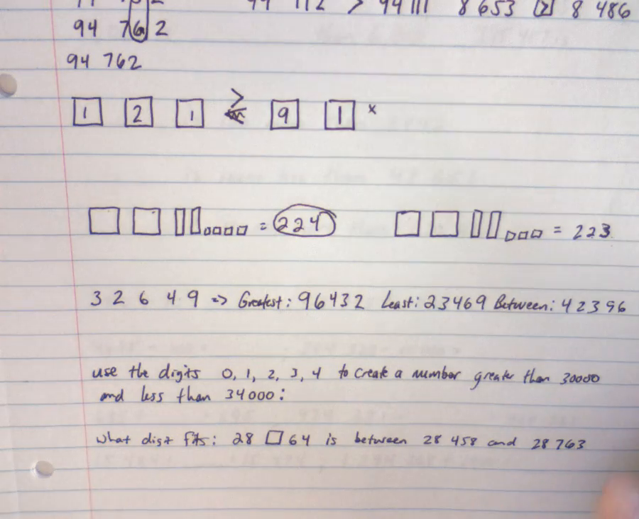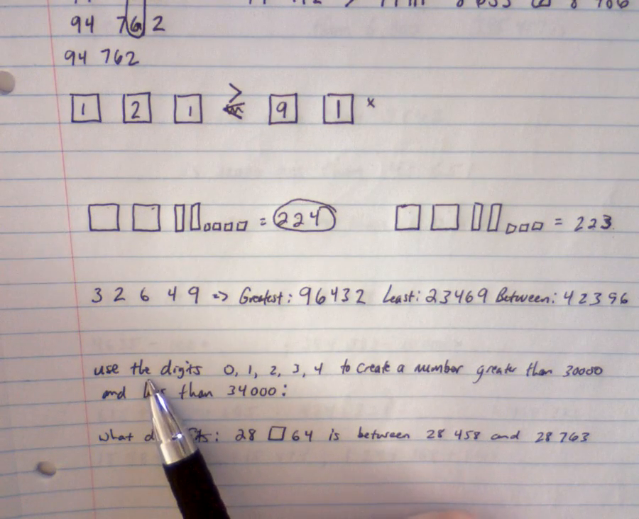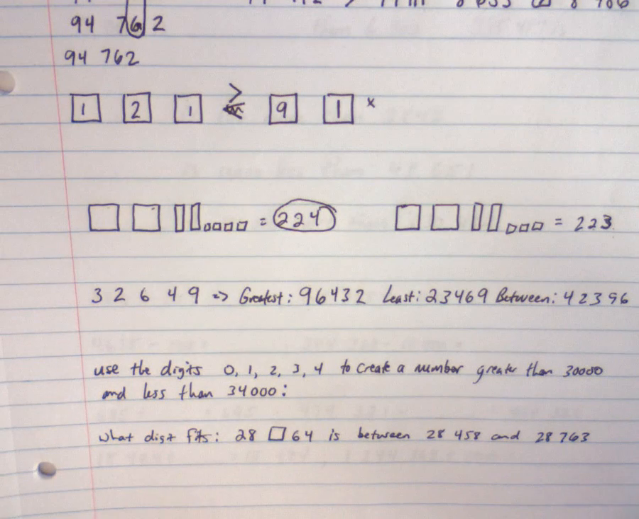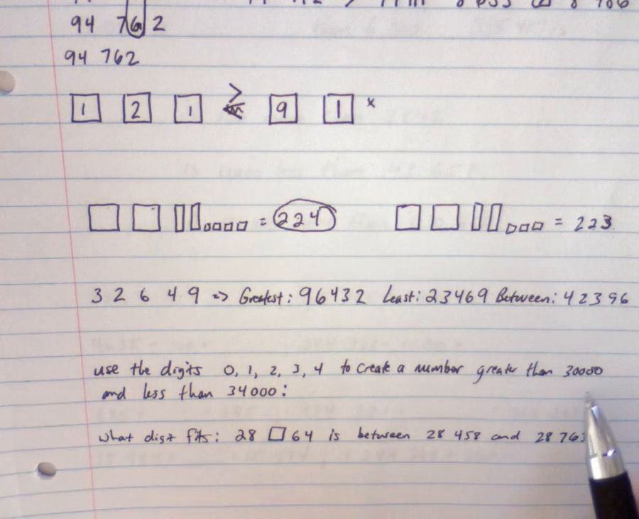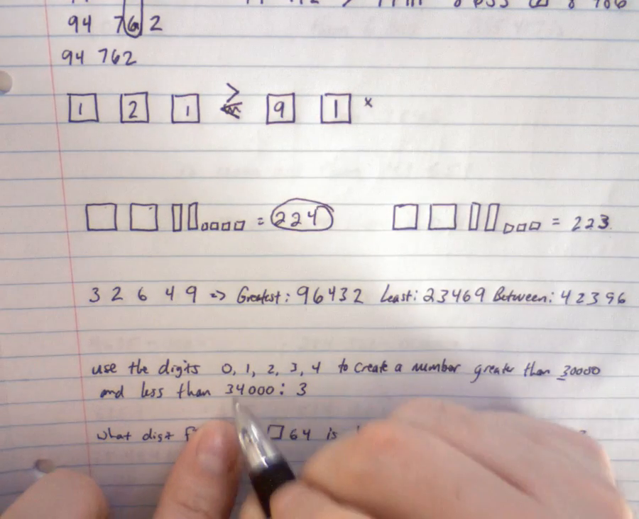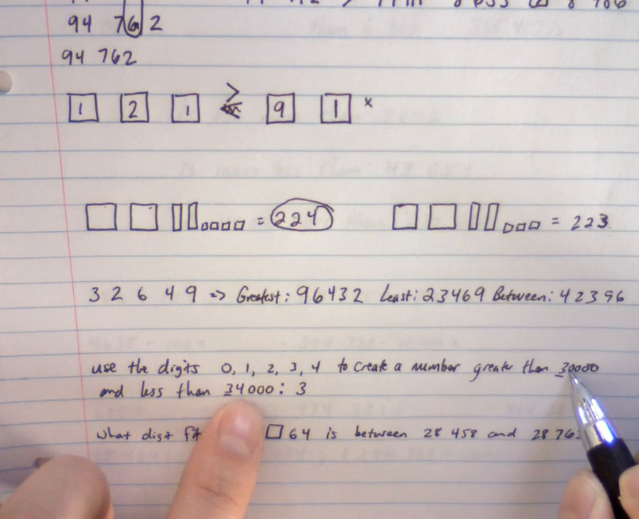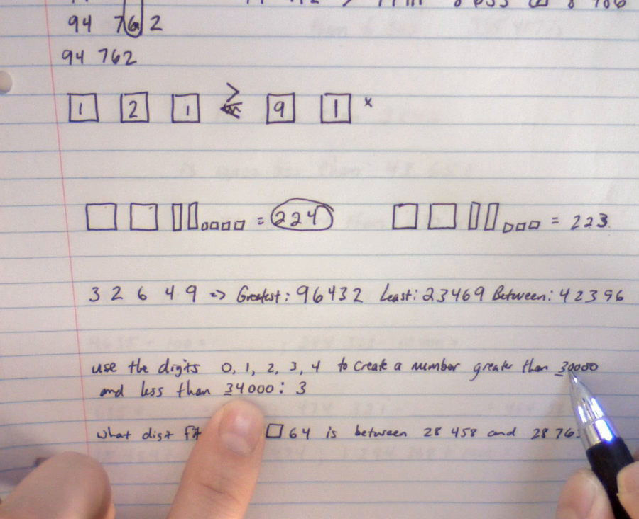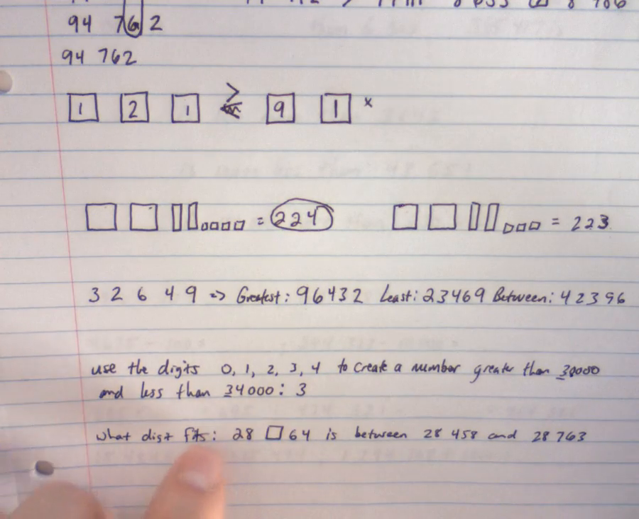Now, what you're also going to see is it's going to say use the digits 0, 1, 2, 3, and 4 to create a number greater than 30,000 and less than 34,000. So how can we use these numbers to create a number greater than 30,000 but less than 34,000? The trick is that we'll start with 3. We have to, because each of these numbers starts with a 3. Let's look at the second number. It's got to be between 0 and 4. So greater than 30, less than 34. What's the number between 0 and 4?